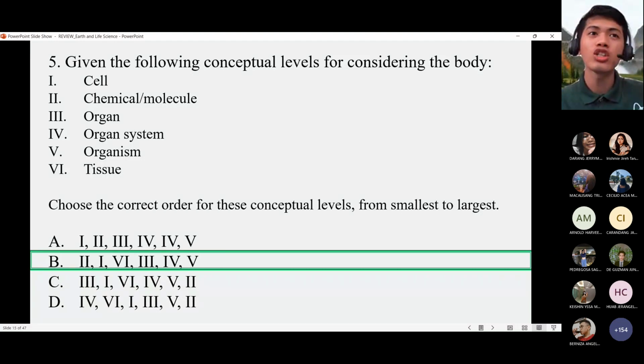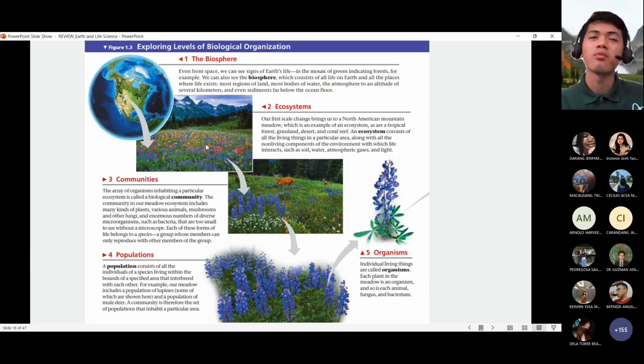We have the tissue, the group of cells called tissue. We also have here, third, the organ, the group of tissues called organs. We also have here the group of organs called organ system. And for the last one, the organism, if we combine all those organs, we can form an organism. That's the levels of biological organization.